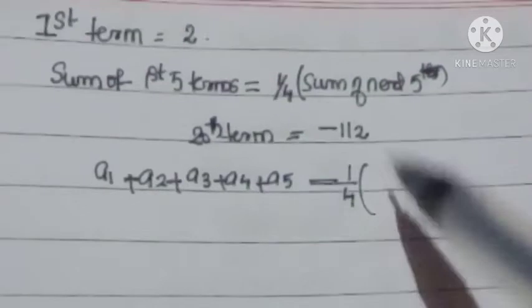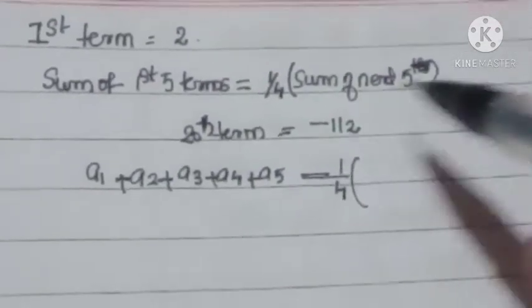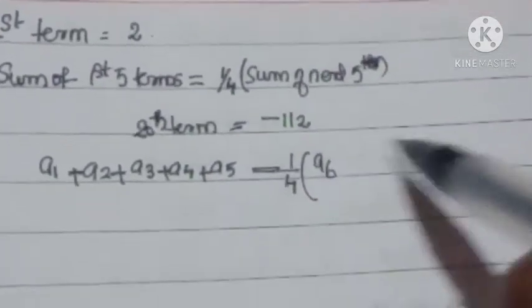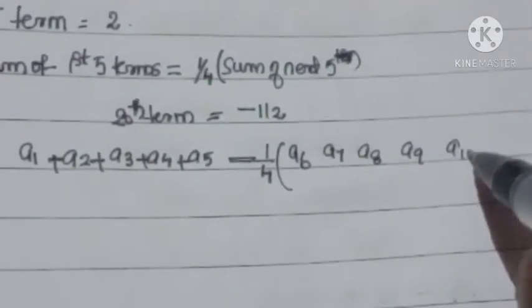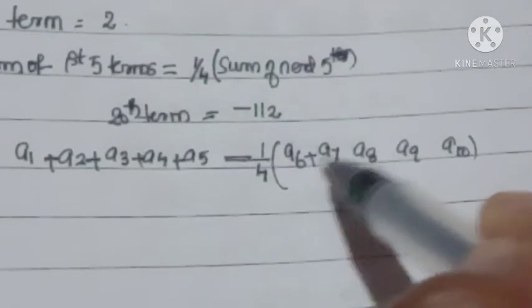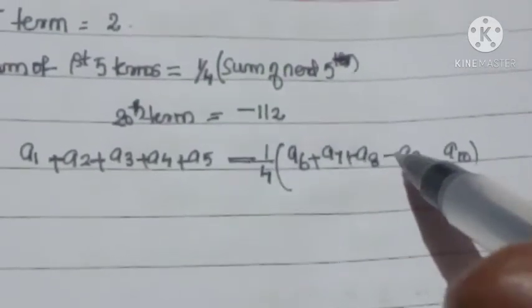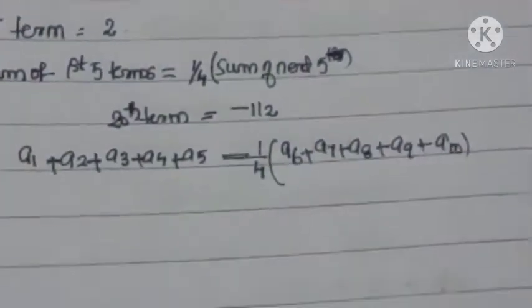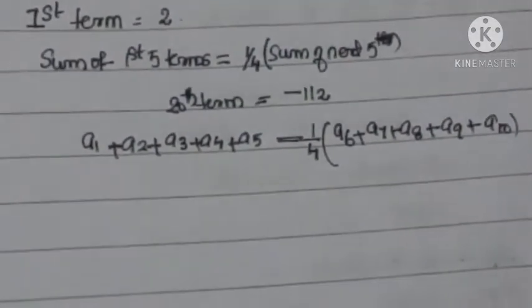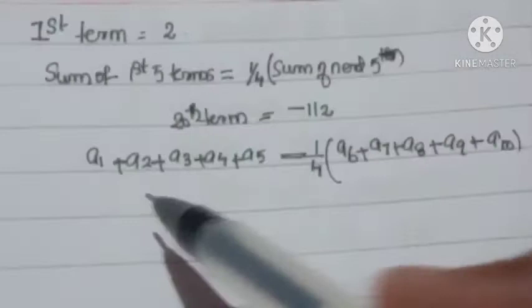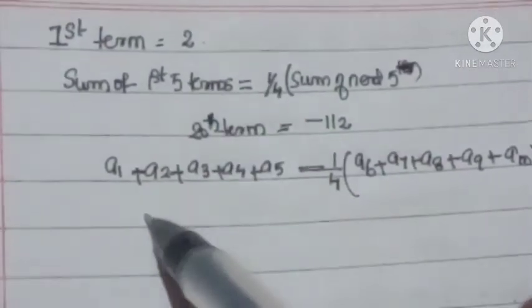1/4 of the sum of the next 5 terms. The next 5 terms are A6, A7, A8, A9, A10. So what's their sum? A6 plus A7 plus A8 plus A9 plus A10. Now listen, convert these terms, as the first term is given, the first term is 2.